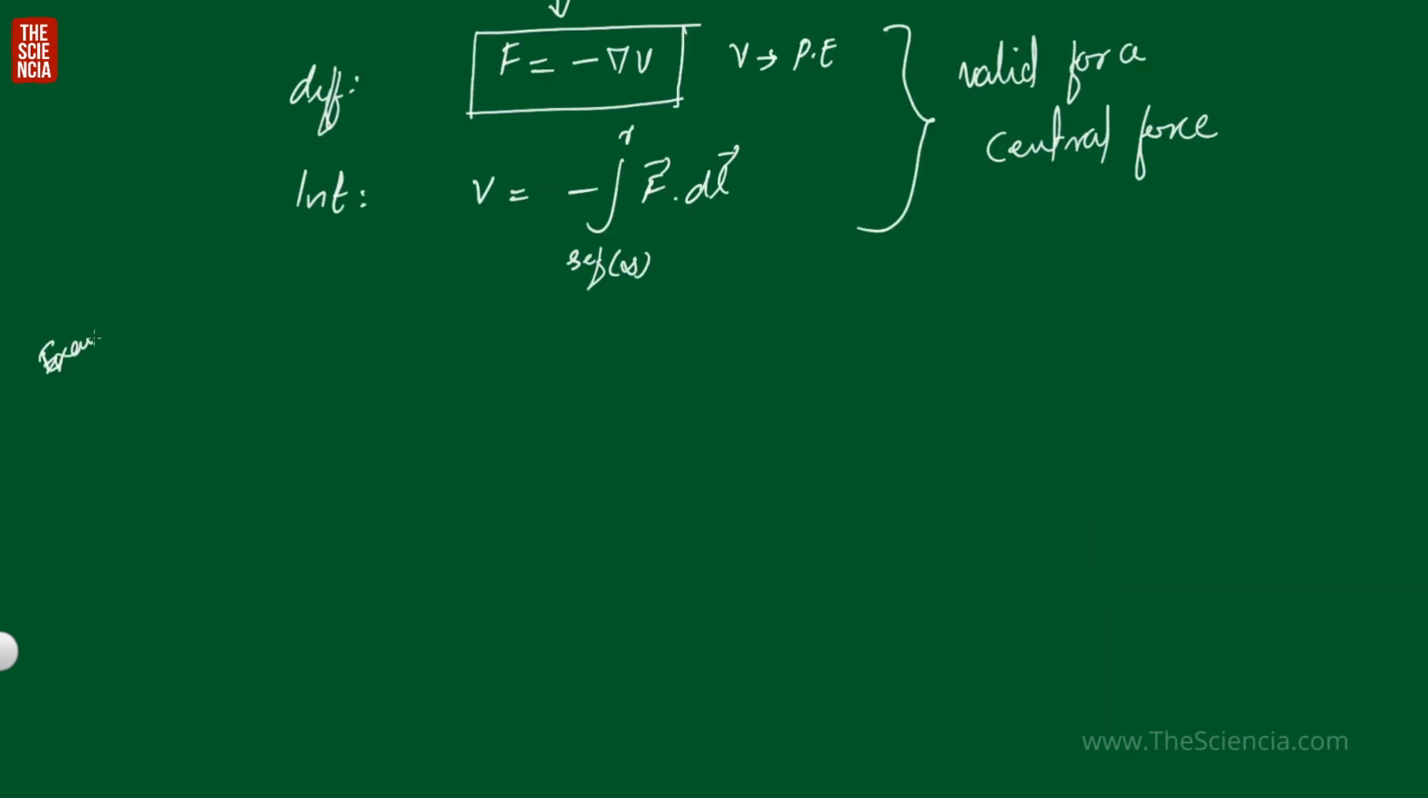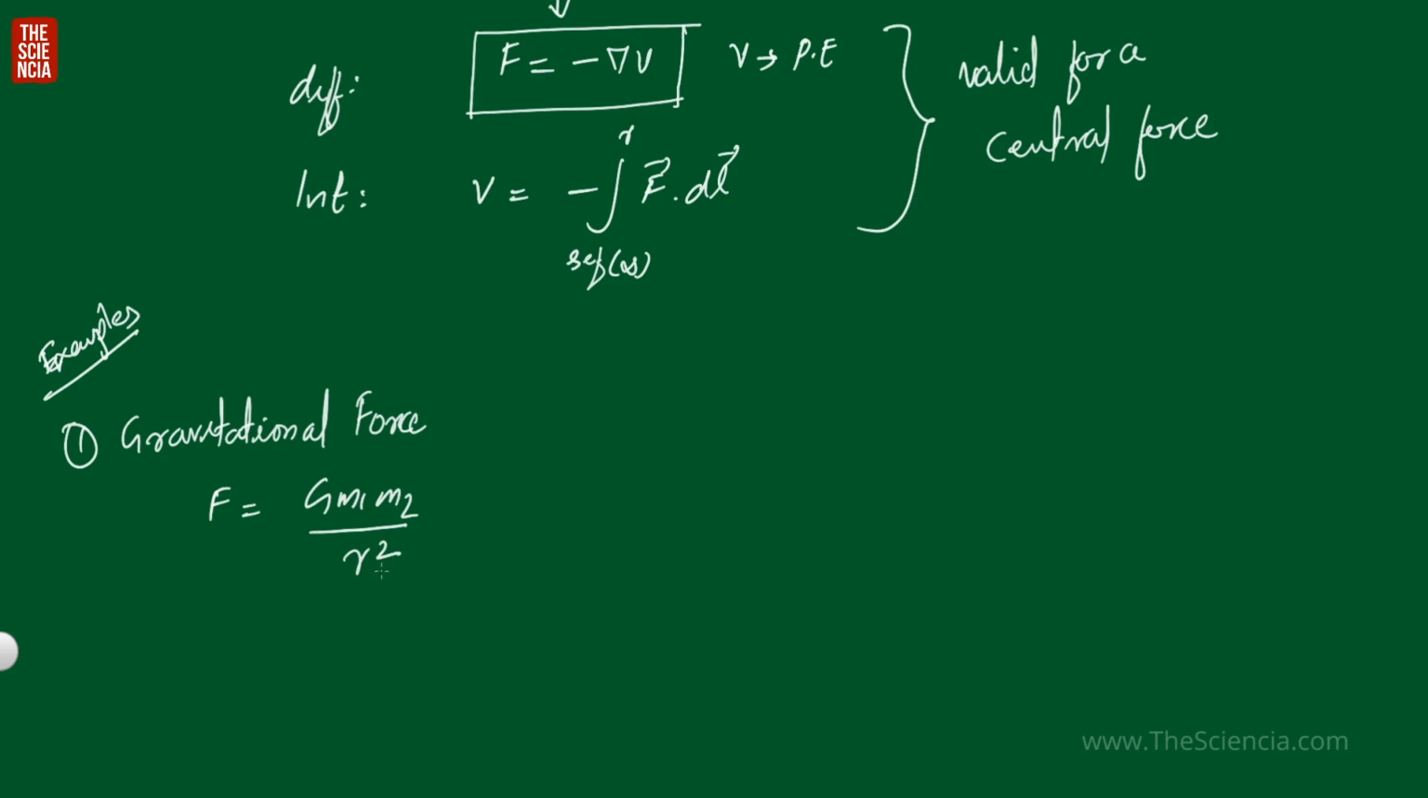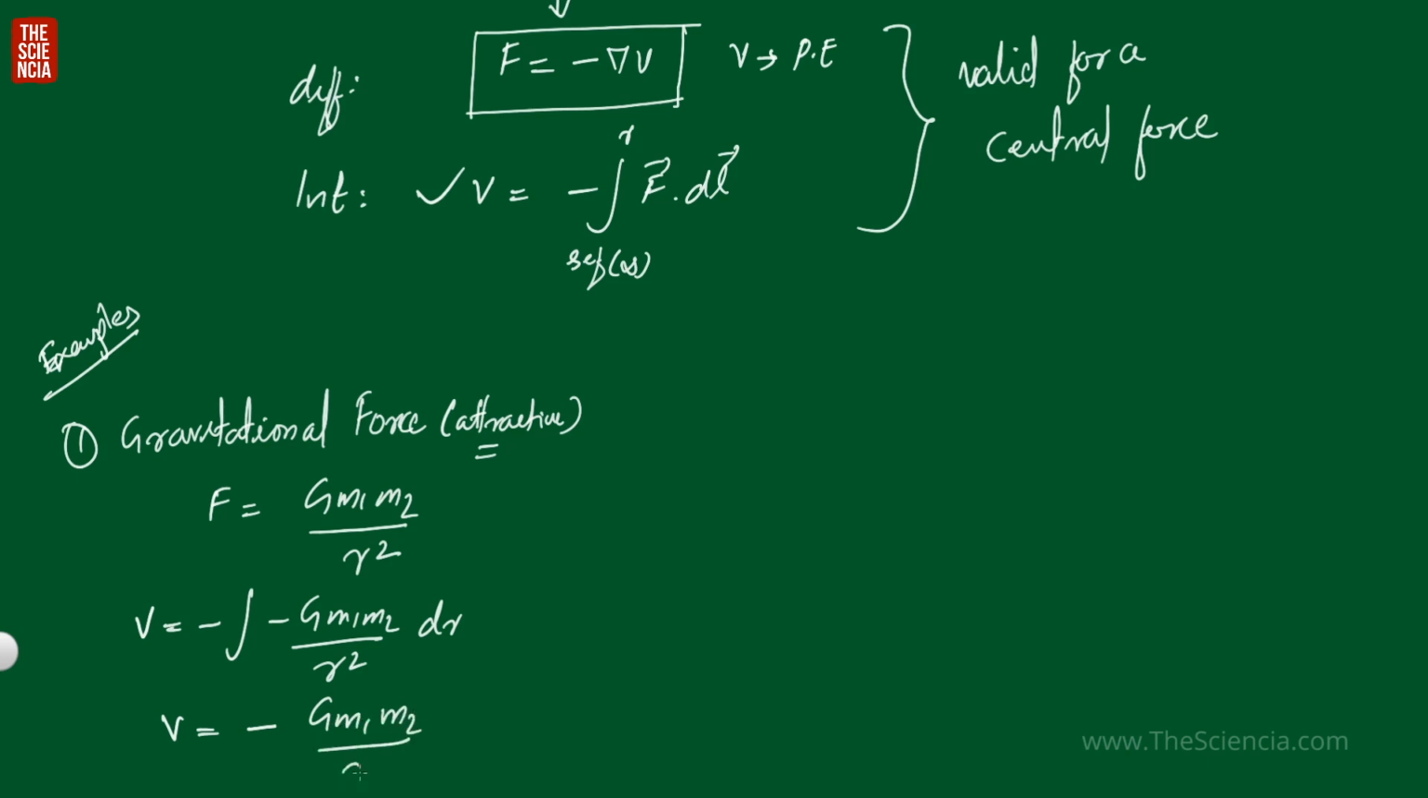And these equations are valid for a central force. Some examples for central force. First one is gravitational force. You know gravitational force F is equal to G m1 m2 by r square. And you know this gravitational force is an attractive force. And by using this equation, we can find out the corresponding potential, that is V equal to minus integral F. Here F is attractive force, therefore minus G m1 m2 by r square into dr. So we get V equal to minus G m1 m2 by r. Second example is electrostatic force.